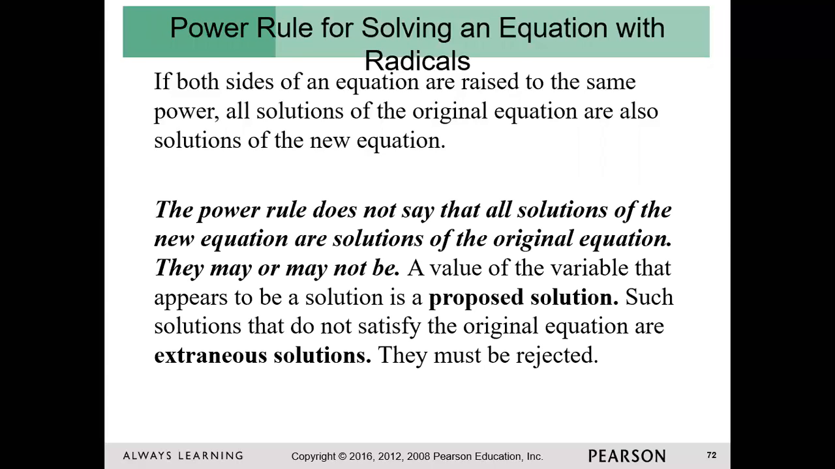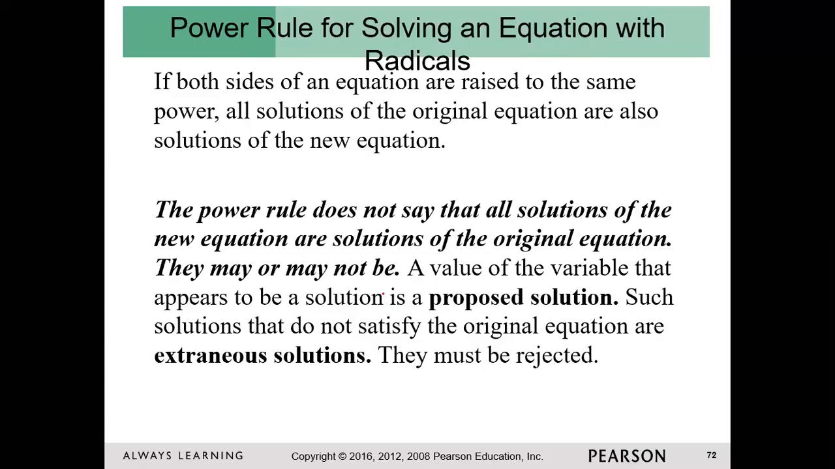All right, so the power rule does not say that all solutions of the new equations are solutions to the original. So what ends up happening here is you sometimes get these false solutions, because when you square something, you end up getting rid of the radical, and we know that we can't take the square root of a negative. So if you are getting a negative answer that's underneath that radical, we're forcing it to happen when it really shouldn't. And the only reason why it's happening is because we squared both sides to get rid of the radical. So this process oftentimes leads to these false solutions.